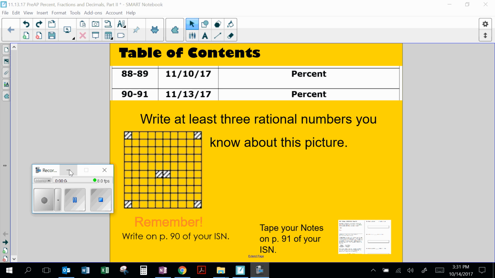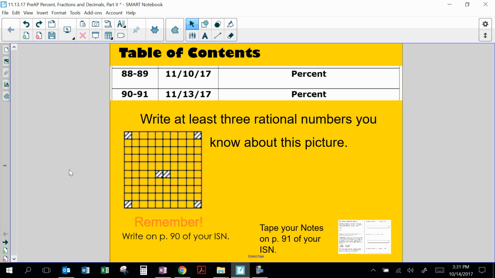Welcome. This video is over percent, decimal, fraction, and percent equivalence. So here's our number routine. It says write at least 3 rational numbers you know about this picture. What can you say about it?